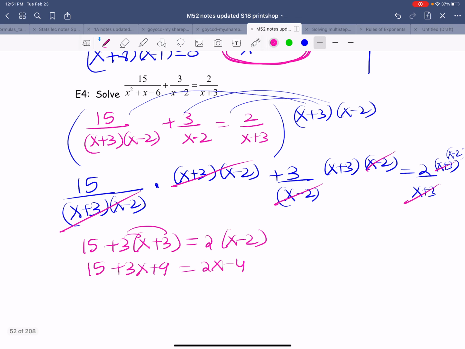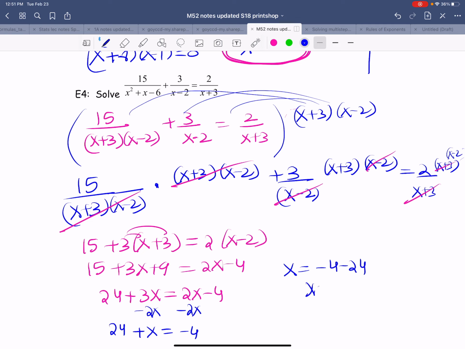15 plus 9 is going to be 24 plus 3x equals 2x minus 4. So go ahead and subtract 2x from both sides. I'm trying to bring the variables to one side. 24 plus x equals -4, and then subtract 24 from both sides. That leaves me with x equals -28.